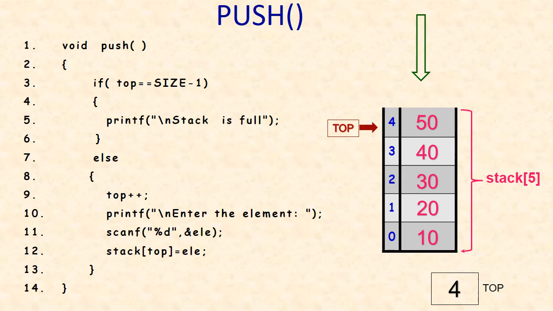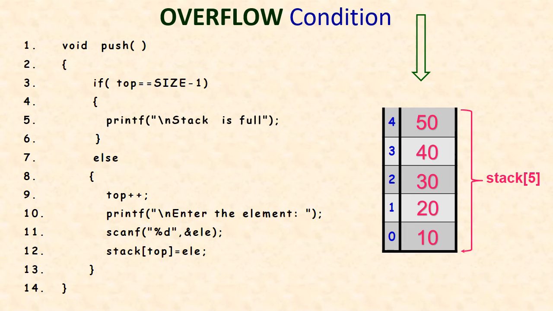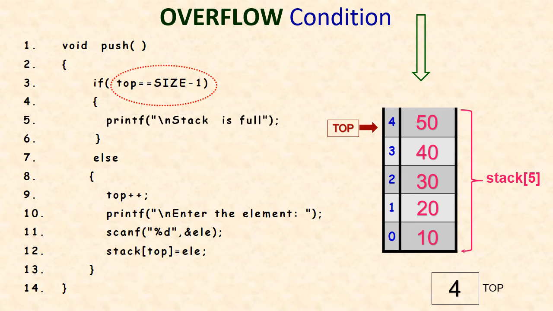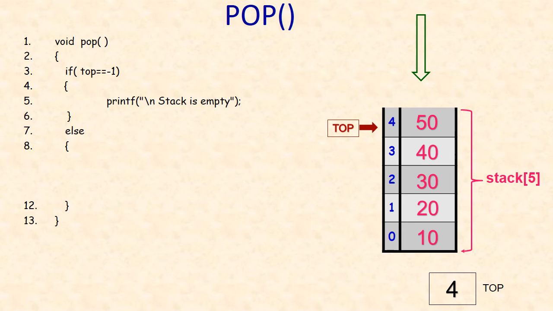And here see this if condition. If top is equal to size minus 1. What is size? 5. So top is equal to 5 minus 1. 4 is equal to 5 minus 1, which is 4. So the condition is true. When the condition is true, it meets the overflow condition. Then when the overflow condition is met, it displays that stack is full. So this is about push operation. We will discuss about pop operation.